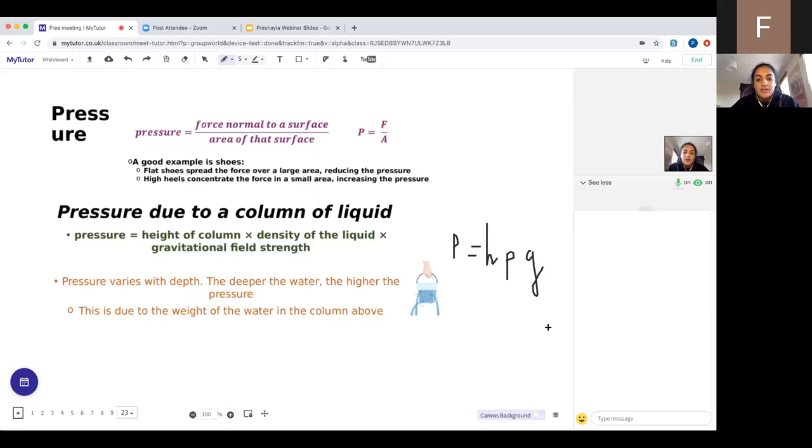Now, we need to know for higher tier that pressure varies with depth. So the deeper the water is, the higher the pressure is. At the bottom of the bucket, we go very deep, and therefore the pressure is higher than at the top of the bucket. The reason for this is that at the bottom, it's got all of the water on top of it, weighing it down and putting more pressure on it. That's what causes the pressure. At the top of the bucket, it's got no water on top of it, no weight on top of it to cause pressure, which is why the pressure at the top is much smaller than the pressure at the bottom.